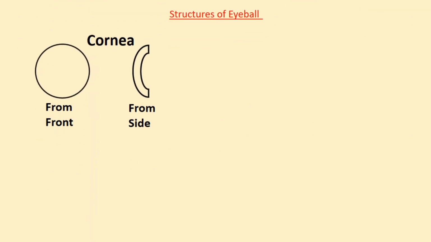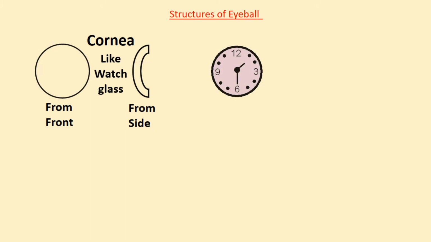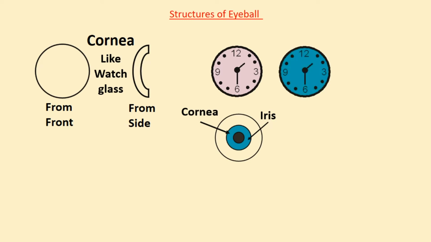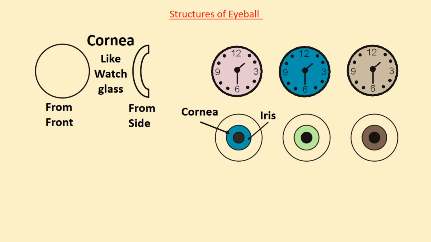Cornea is a round and transparent outer layer. The picture shows how it looks from front and side. It's like a watch glass. Through a watch glass, you can see the dial of a watch. Similarly, through cornea, you can see the colored iris, which is situated behind cornea. Watch dials can be different for different watches. Similarly, iris color may be different for different individuals.